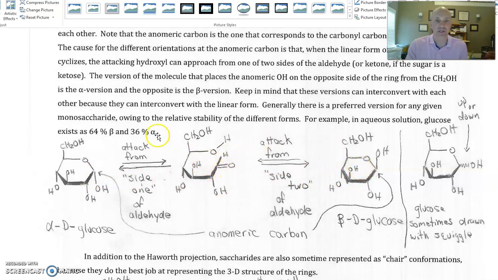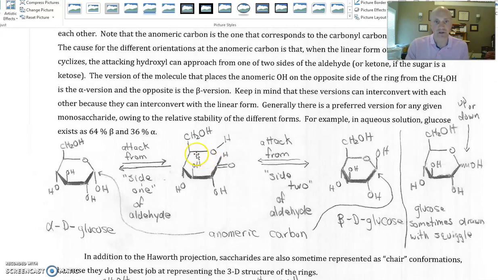to the linear form, and then it could either cyclize the same way or it could cyclize back this other way. When it recyclizes, it doesn't have to recyclize to make the 6-membered ring. This thing right here could cyclize to make the 4-membered ring, making the furanose like we mentioned before. And so there's a lot of different combinations, a lot of different forms that glucose can have in water.